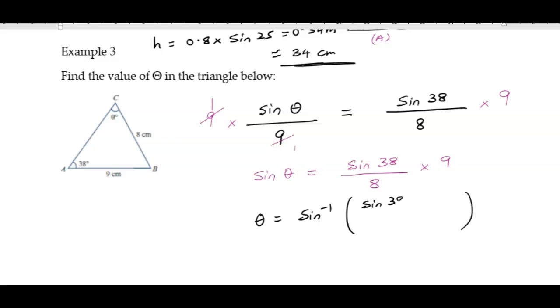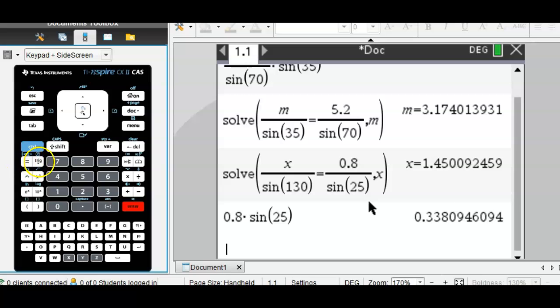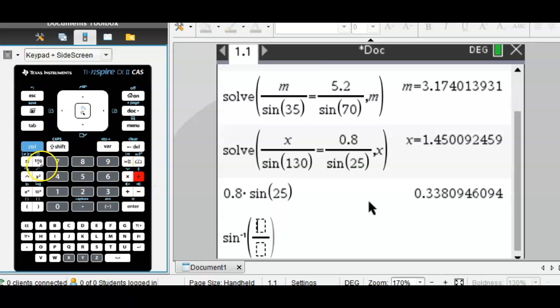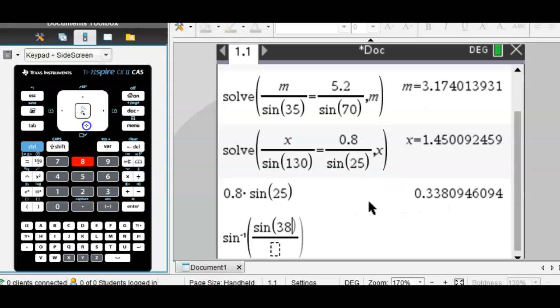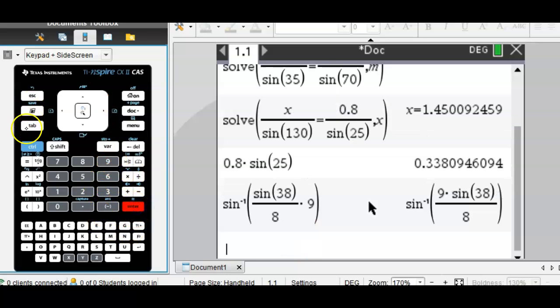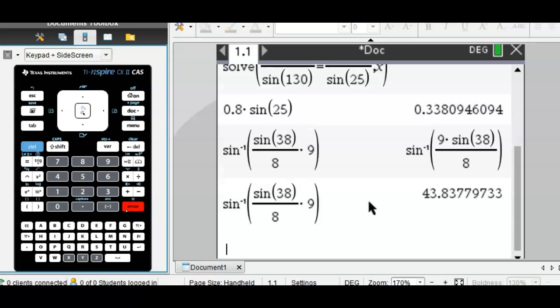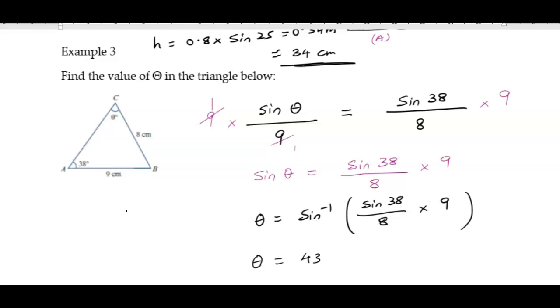I'm just going to rewrite the same thing just to avoid any rounding errors. So the value for theta is going to be equal. This is the way we're going to use our CAS calculators. So trig, I'm going to select sine inverse. Inside there, I'm going to enter what we had in that previous step, so sine 38 on 8 times by 9. I press enter. Obviously control enter would be a better option. 43.84 degrees.